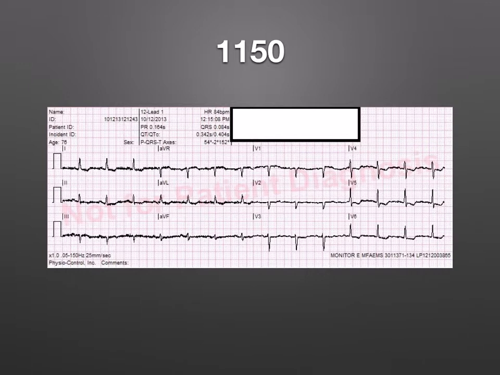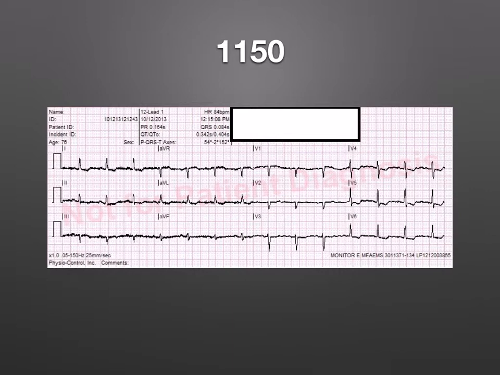No, the elevation is from benign early repol. Okay, well, there's no elevation, therefore it doesn't matter what we say it's from because there's no elevation. So that's not it. And D, there is no elevation because of a ventricularly paced rhythm. Well, there's no elevation and there's no ventricularly paced rhythm, so that's not it. Now, that doesn't mean this is a normal EKG because it's not.